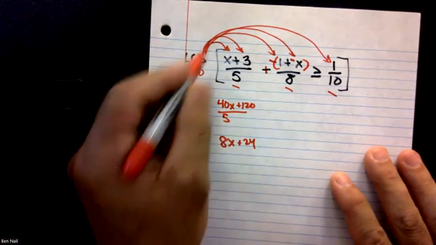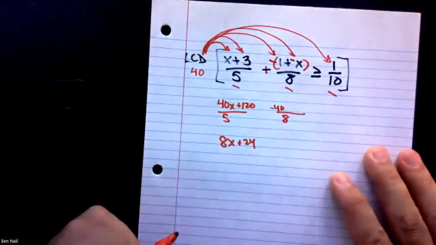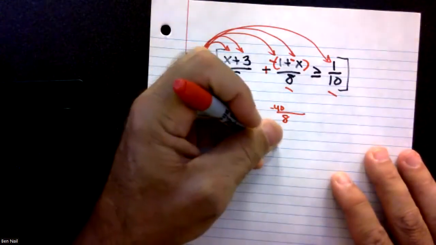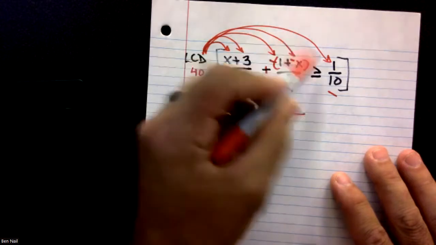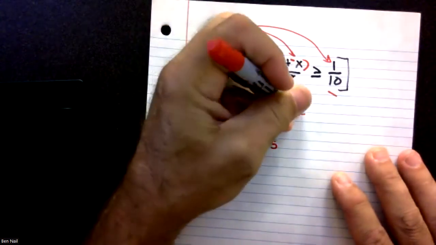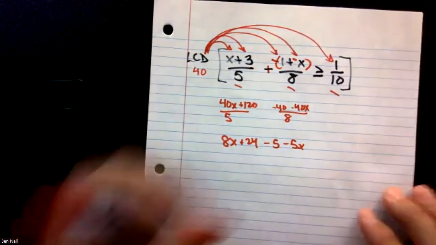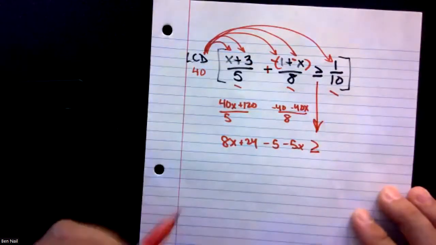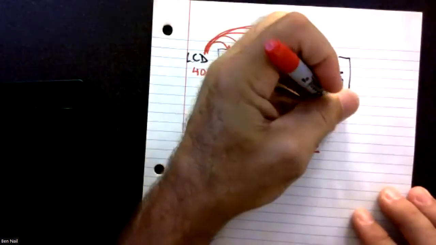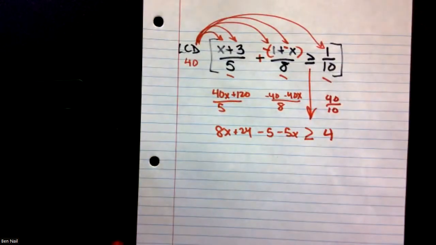Do the same thing. So 40 times -1 is -40, divided by 8 is a -5. 40 times -x is a -40x, divided by 8 is a -5x. Let's bring down my symbol. 40 times 1 is 40, divided by 10 is 4.